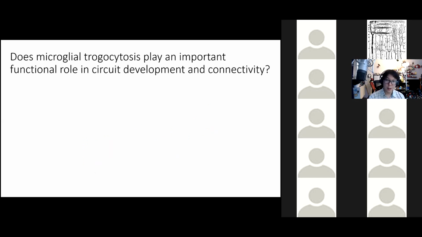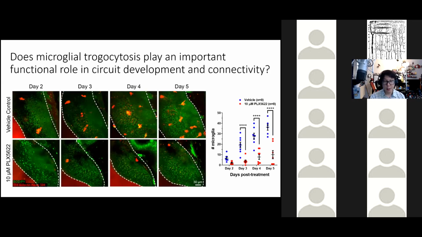Next, we wanted to know whether or not microglial trogocytosis of axon plays a functional role. After all, it's entirely possible that trogocytosis has no effect on circuit connectivity or development. And in order to answer this question, as a starting point, we used a very crude method of just depleting microglia. If there are fewer microglia, then there should be less trogocytosis. So to deplete microglia, we used a drug called PLX5622, which is an antagonist for the colony-stimulating factor 1 receptor.